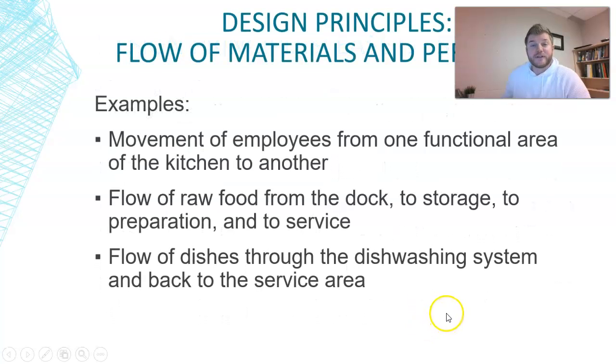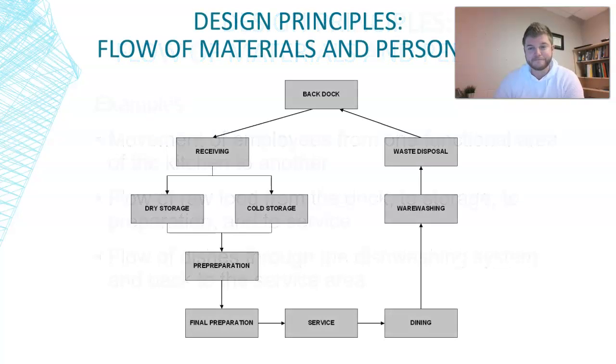So for the flow of materials and personnel, there are three different ones that we really concern ourselves with. It is the movement of employees from one functional area to another in the kitchen. It is the flow of raw food from the entry at the back door to storage, to prep, and then out to the customers. And then the dishwashing system, essentially. So how do clean dishes get to the hot line area and the prep areas, and how do they go out to the service area and then back to the dishwasher without causing any kind of accident, concern, or safety issue.